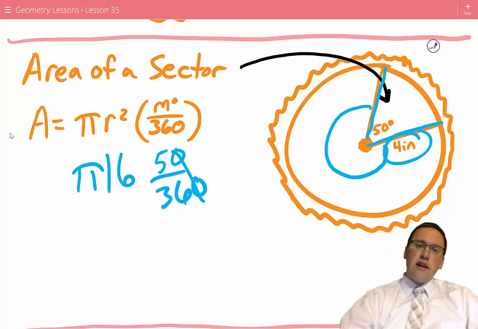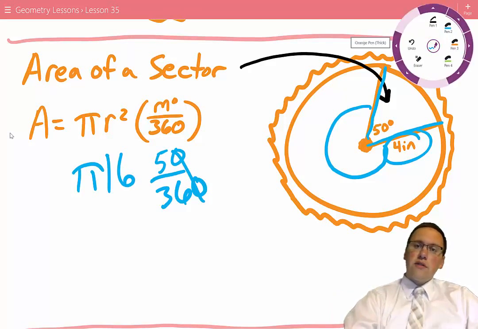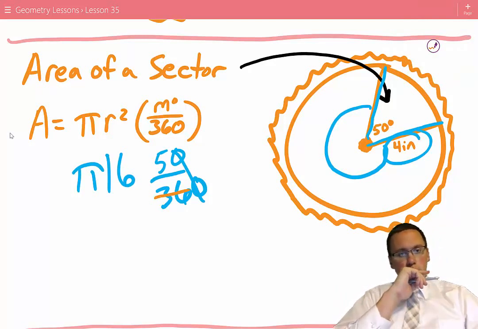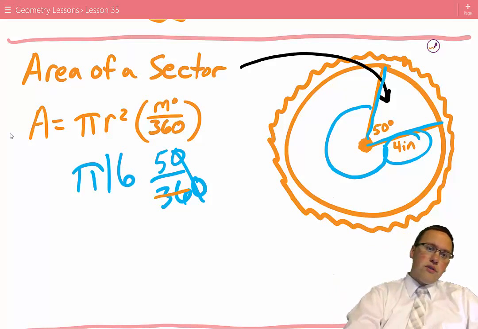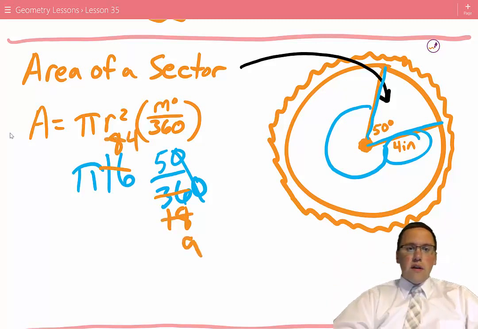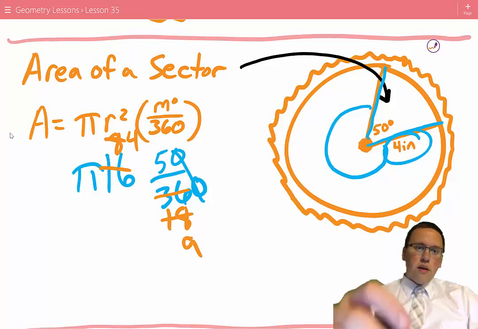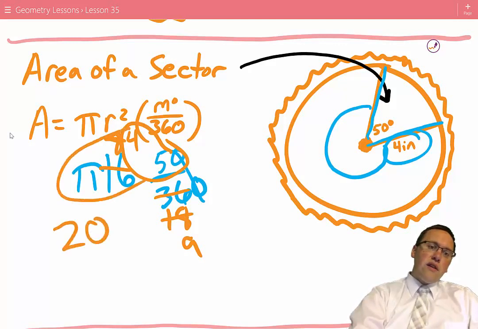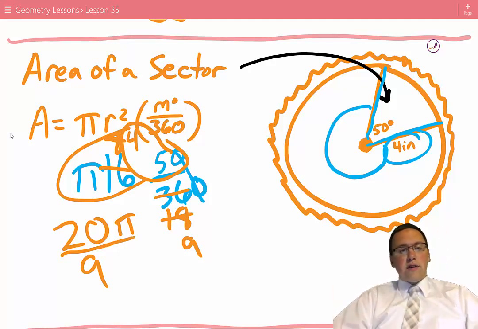And we could cancel the 16 and the 36. Let's see what would be the biggest number that would go into both of them. Let's just do 2, 18 and 8, no, 4. So I can divide this again, 9 and 4. So if I do 4 times 5 times pi divided by 9, that would be 20 pi divided by 9. That would be the area of the sector.